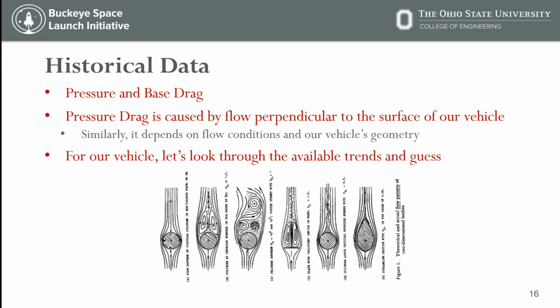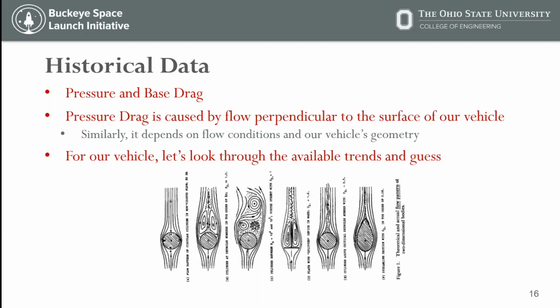Pressure drag is really the difference in pressure from the front of your vehicle to the back of your vehicle. If you have a higher pressure on the front, on the nose of your vehicle, it's going to be pushing back. Whereas if you have a lower pressure on the back of your vehicle, it's going to be pushing forward, but not as much as the pressure on the front is. And if you're looking at net forces, that's going to be slowing you down instead of accelerating you forward.